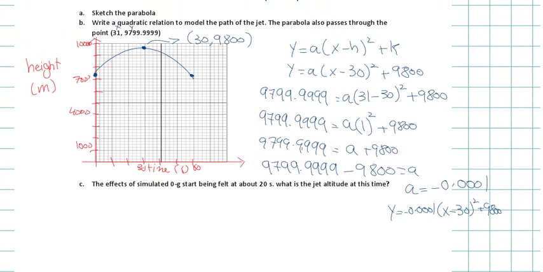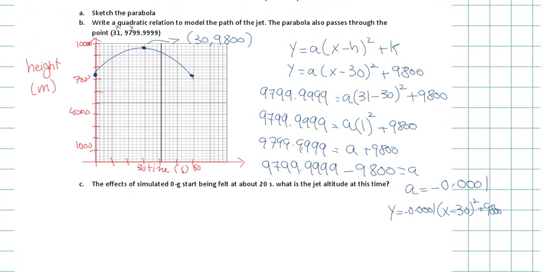Part C: the effects of simulated zero gravity start being felt at about 20 seconds. What is the jet altitude at this time? Is this how you would write it? Would you write it as 7,300 equals a(20 minus 30) squared plus 9,800?